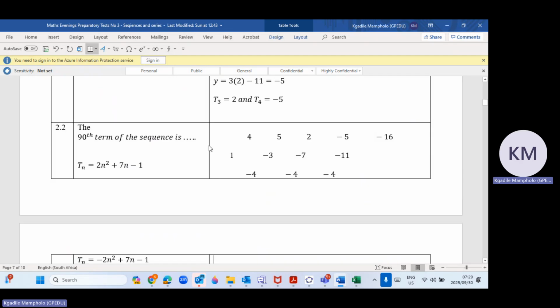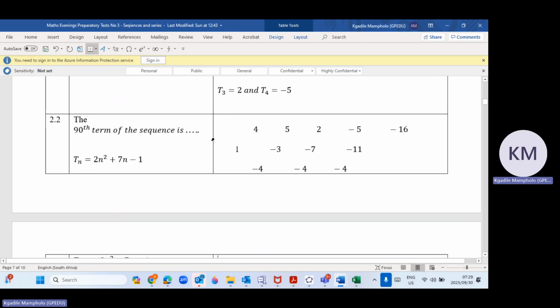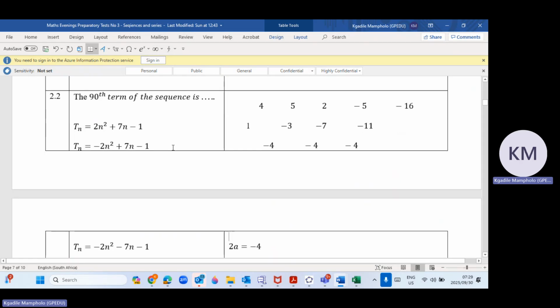Let's say now we go to the second one here, 2.2 in this question. The 90th term of the sequence is... So for us to find the 90th term, we cannot count one by one, so you use the method to get the nth term. Because now you calculated the third term as 2 and the fourth term as -5, you get the first differences, then you get the common second differences.